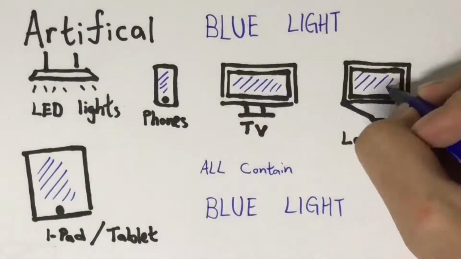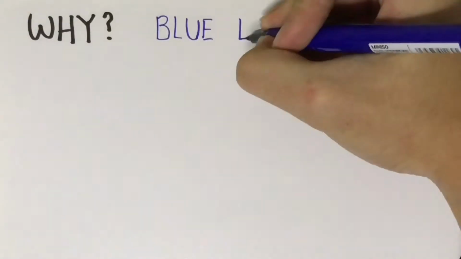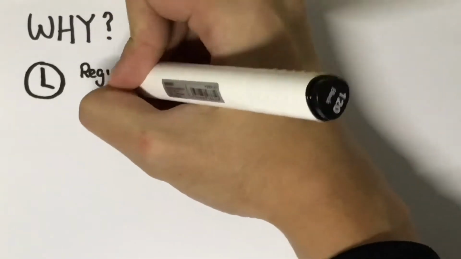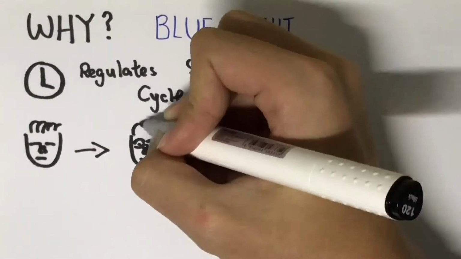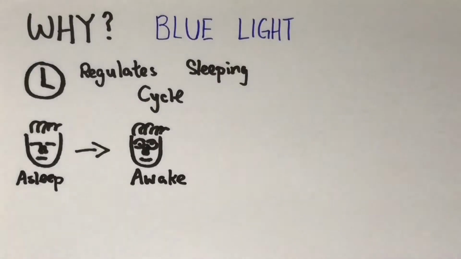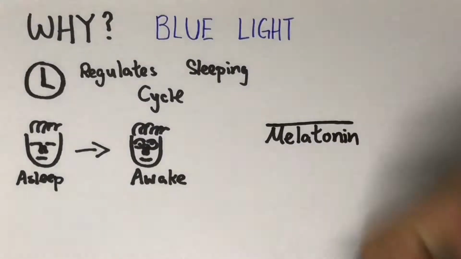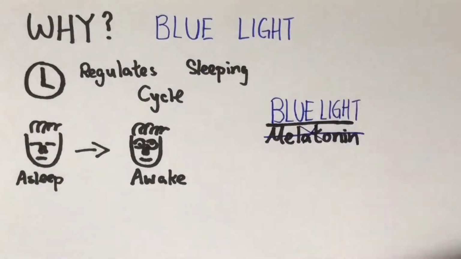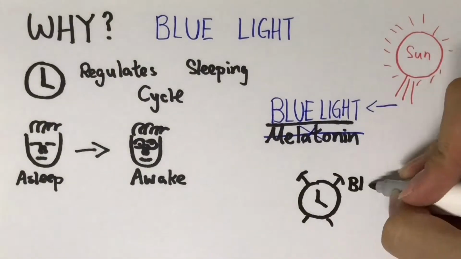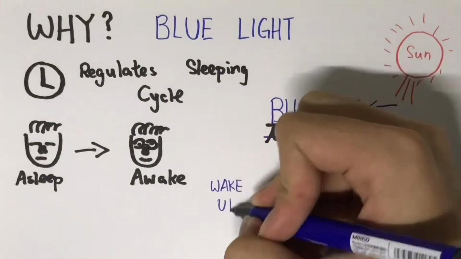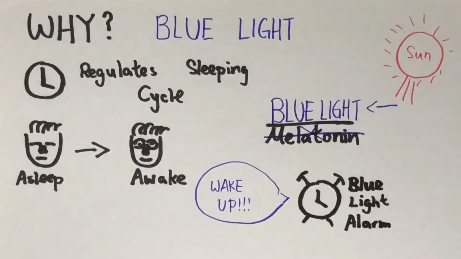You can't avoid it. But you may raise a question of why is blue light so significant? Well, firstly, blue light helps to regulate our sleeping cycle, which differentiates whether you're asleep or awake. Blue light suppresses the hormone melatonin that we produce to help us sleep, and we can get blue light adequately through the sun during the daytime. Blue light can be imagined as an alarm clock that tells us to wake up. That is why blue light is so significant.